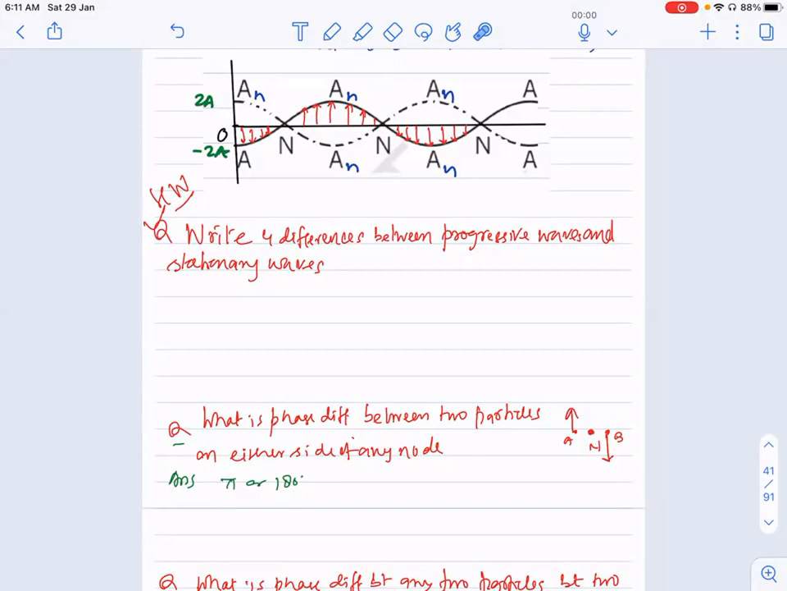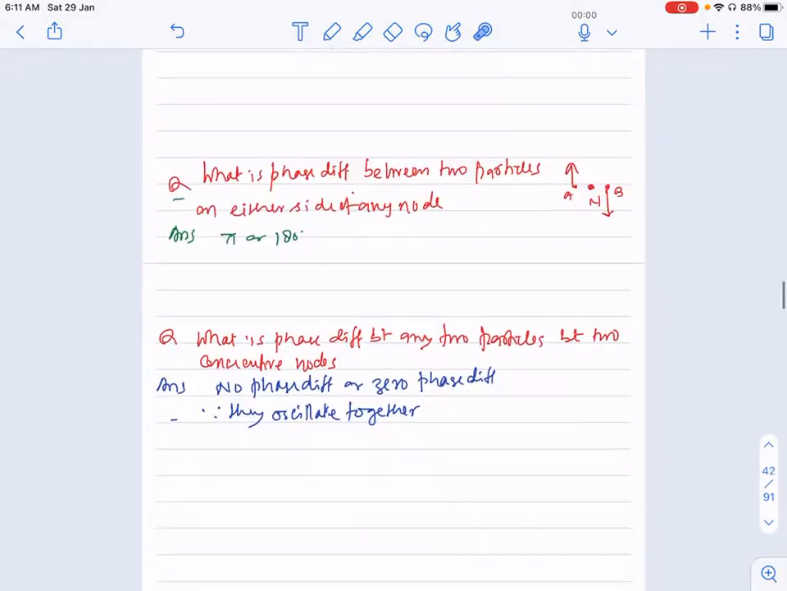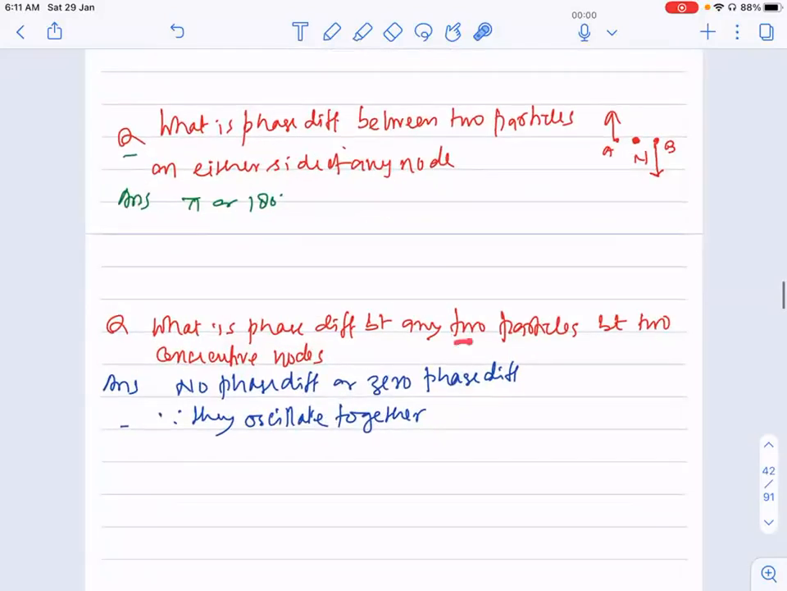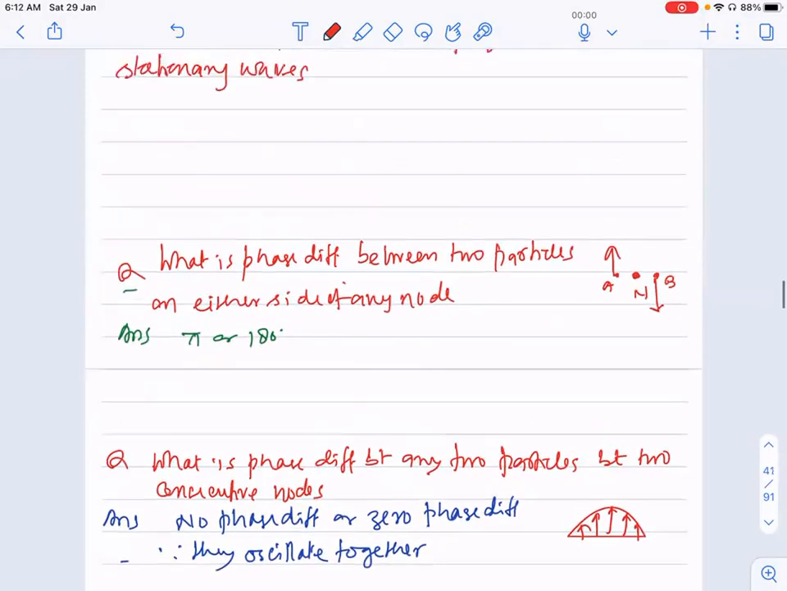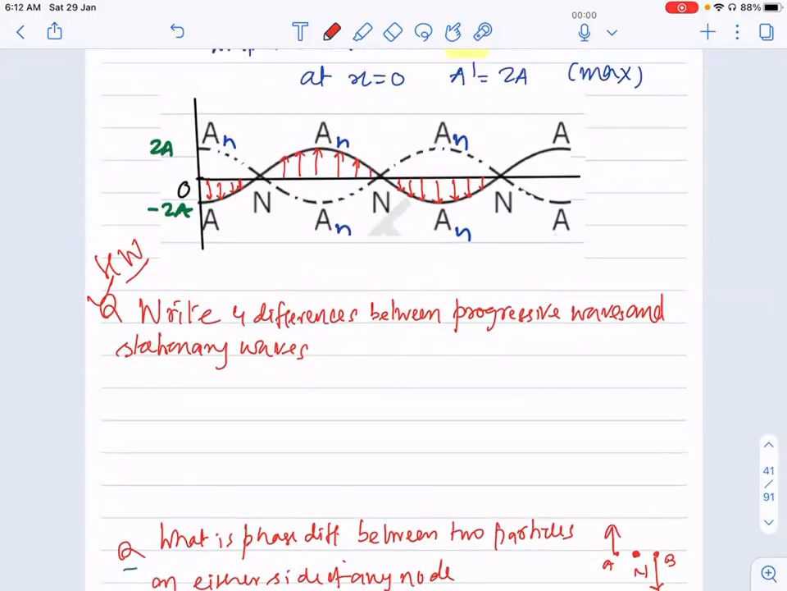What else can we add here? I told you this already: what is the phase difference between any two particles between two consecutive nodes? No phase difference. They oscillate together. They go up together and come down together. The particles on this part of the node will go up together. Okay, so you can go through the textbook and write the points.